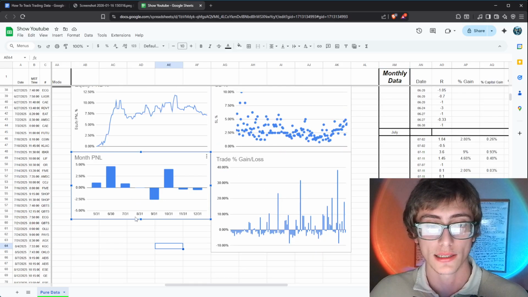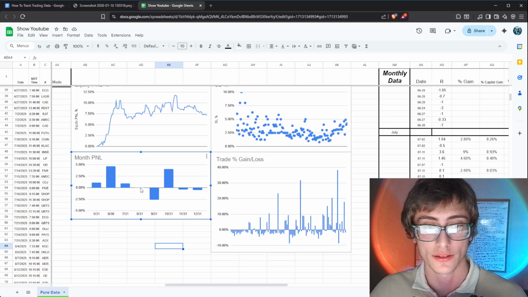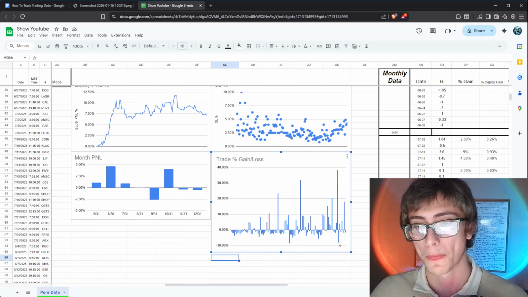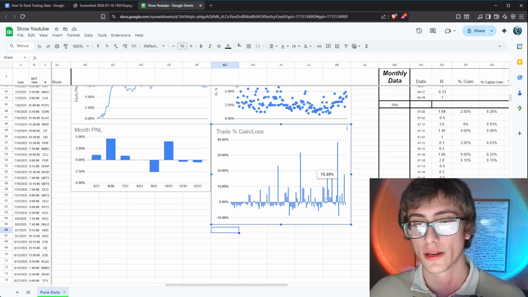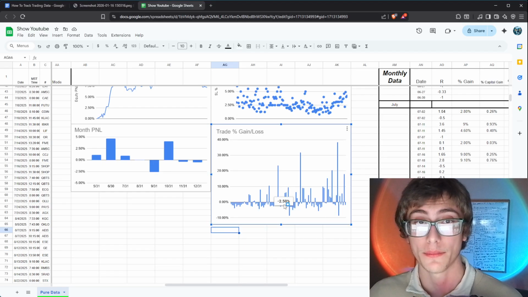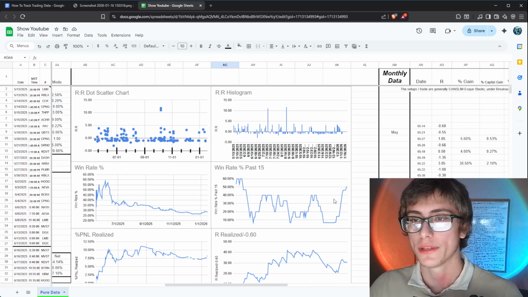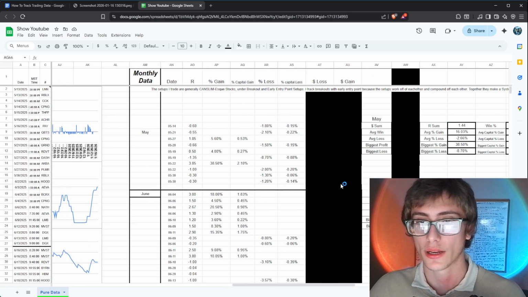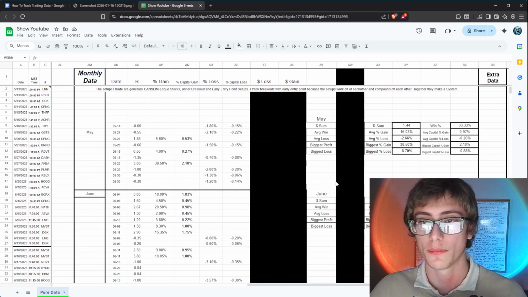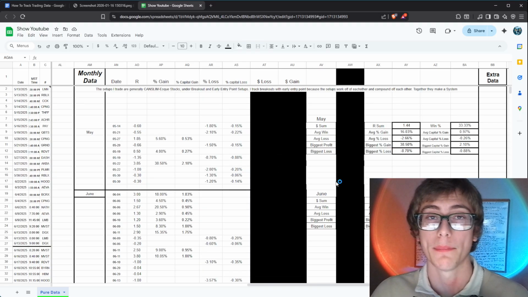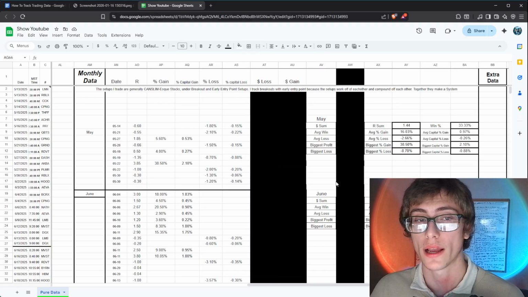Month P&L, you can see how you're performing month to month. So I've had some pretty flat months, some pretty strong months, some negative months, et cetera. And here is trade percentage gain loss, which I had in my Google Doc. So next I'll be showing my monthly data panels, how I review my month data wise.